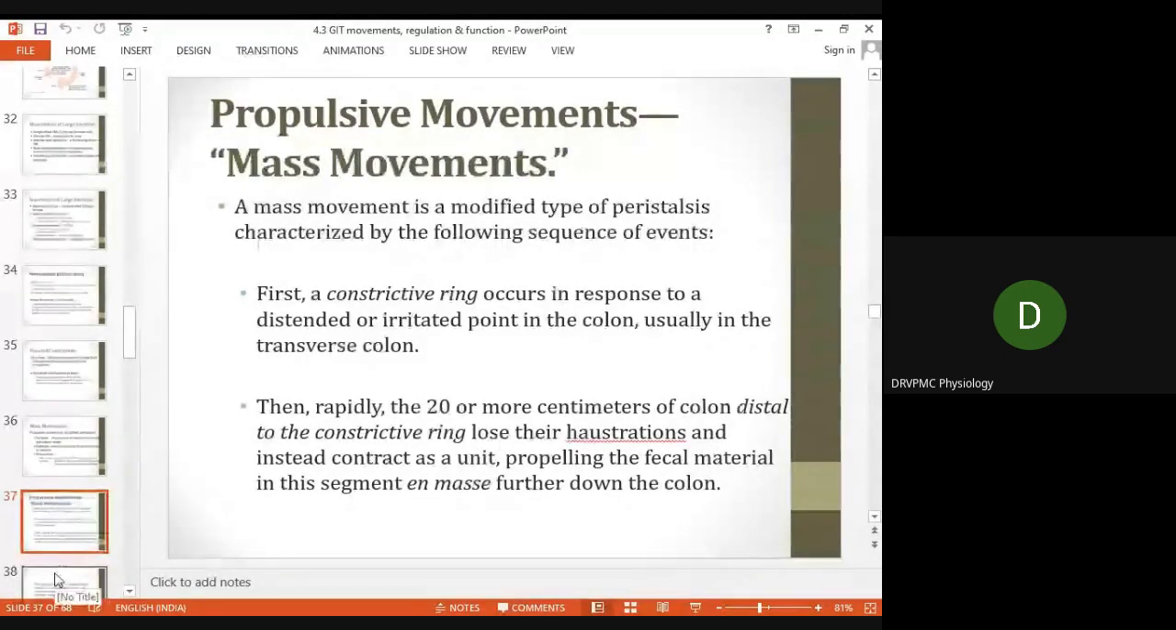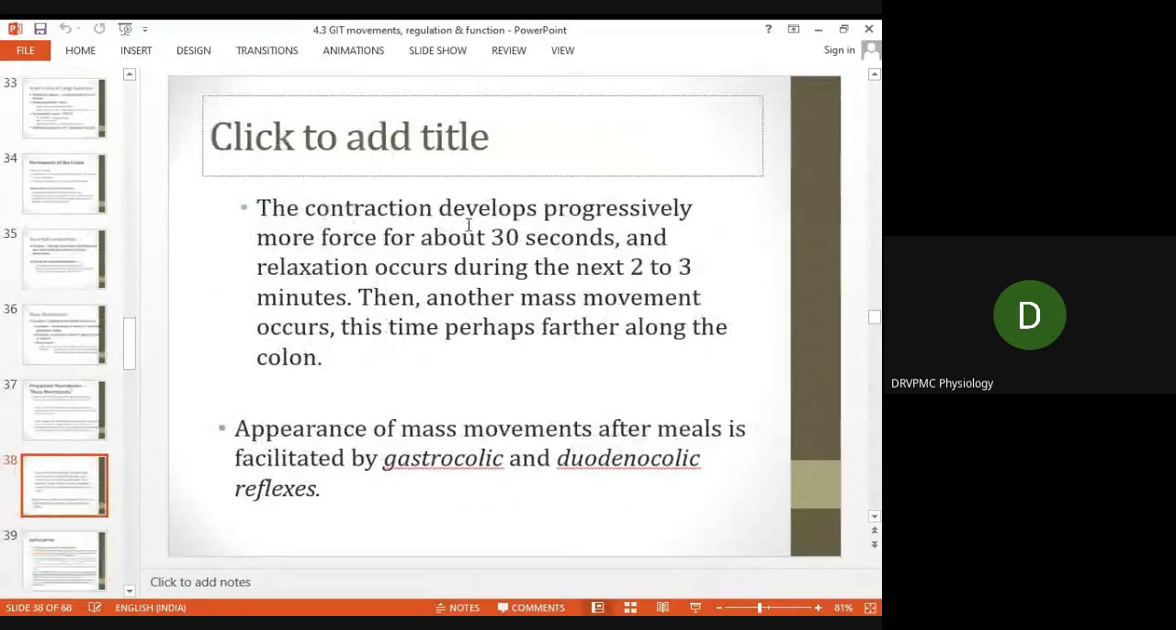The contractions develop progressively more force for about 30 seconds, and relaxation occurs during the next 2 to 3 minutes. Then another mass movement occurs, this time perhaps farther along the colon. Thus the colonic contents are propelled forward. The appearance of mass movements after meals is facilitated by the gastrocolic and duodenocolic reflexes.